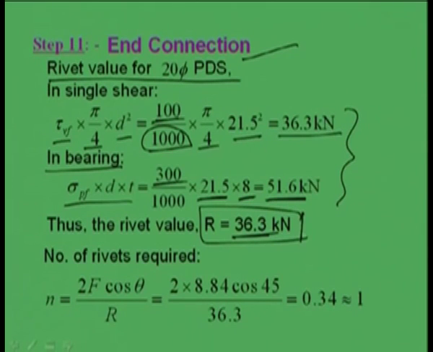The moment we get the rivet value, we can find out the number of rivets required. Number of rivets will be 2F cos theta by R, where 2F is 8.84, theta is 45 degree and R is 36.3. So, this is becoming 0.34. That means at least one rivet will be required. So, number of rivets is becoming 1.